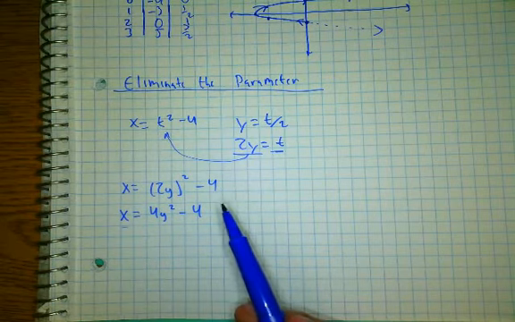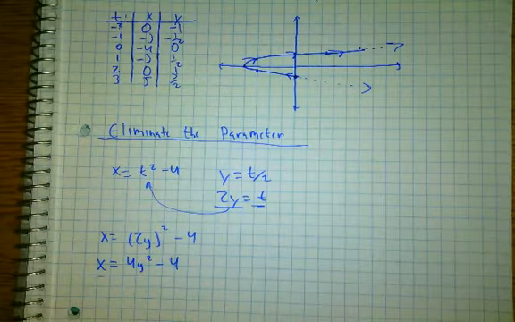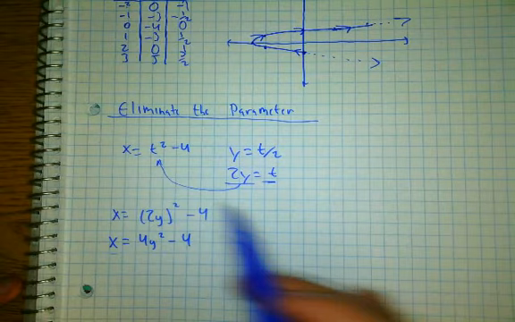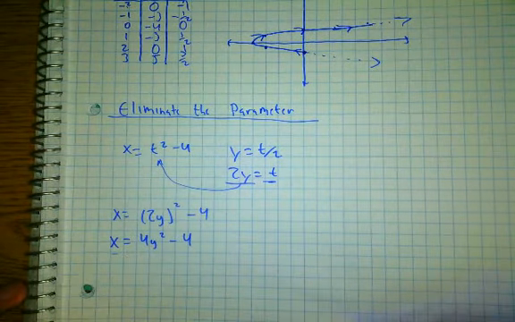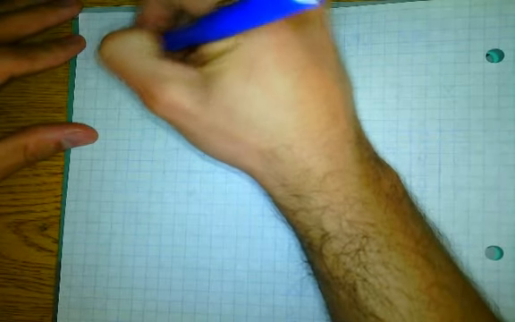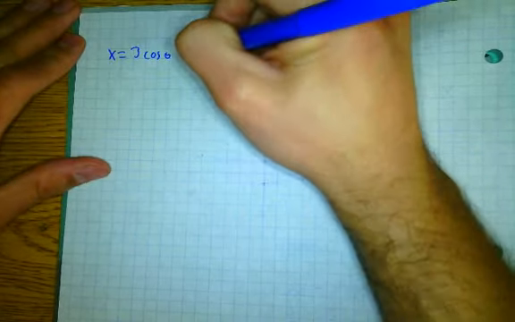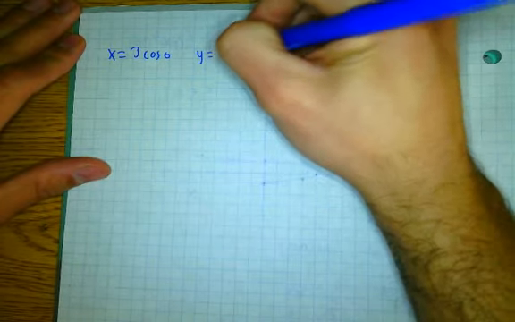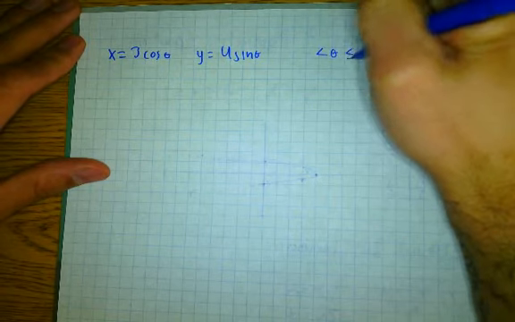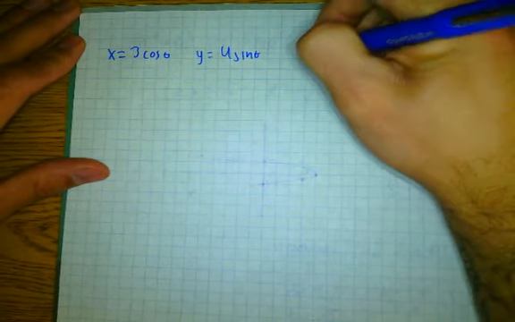Okay. We're going to try one more with eliminating the parameter, because sometimes eliminating the parameter is not as simple as these ones, where you can just solve for t and plug into the other equation. Let's say that we have to do something where it has trig in it. So for example, let's say I give you x equals 3 cosine theta, y equals 4 sine theta, and we're going to use theta between 0 and 2 pi. Cool?